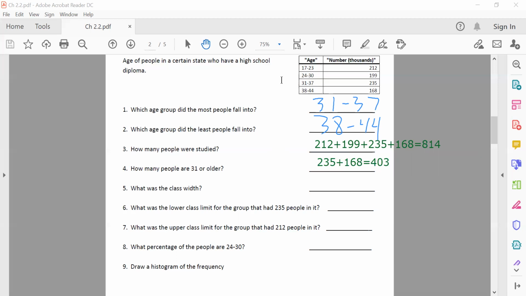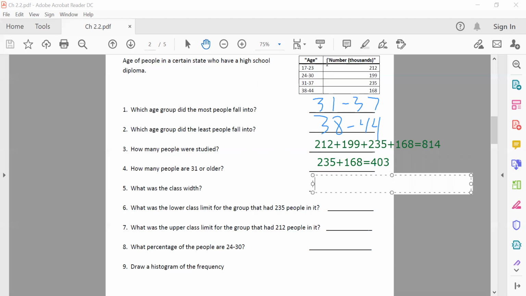What's interesting is if it asked how many people are age 27 and older using this data, you don't have enough information, because 27 does not fall on a lower class limit. You don't know exactly how many of the people in the 24 to 30-year-olds are 27 and up. So you can't do that with the data as presented here.